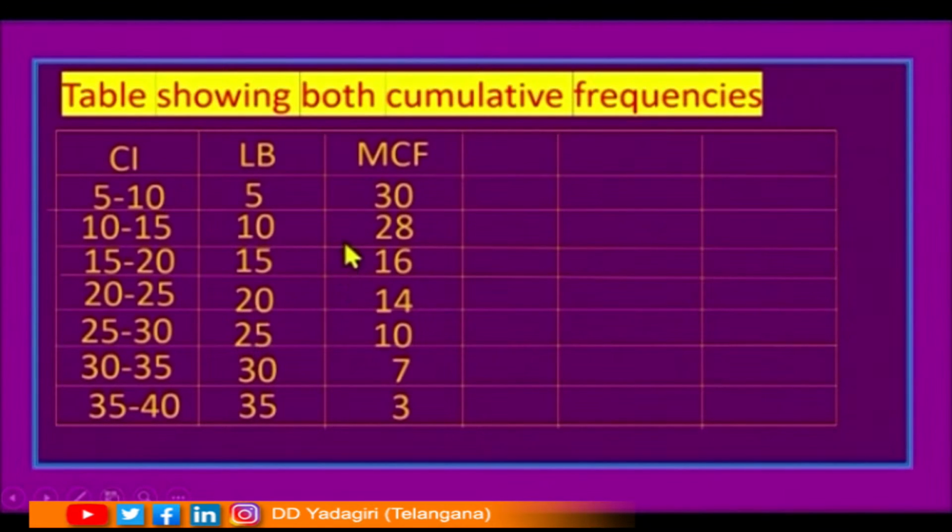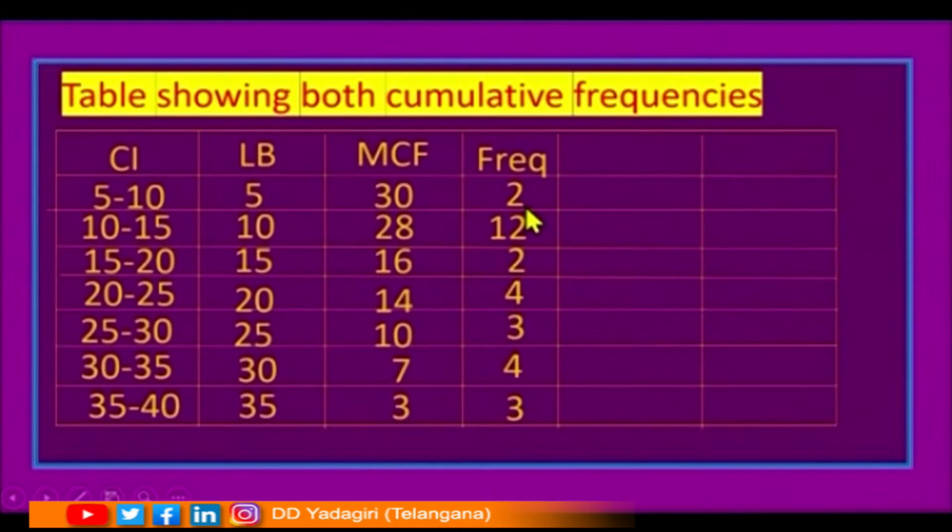And to get the frequency here, you got the more than cumulative frequency as 30 and here as 28. So you take the difference of 30 and 28. 30 minus 28 is 2 here. 28 minus 16, the value is 12. 16 minus 14, the value is 2. 14 minus 10, the value is 4. 10 minus 7, the value is 3. 7 minus 3, the value is 4. And finally this value is copied as it is here. So the frequency is given here.